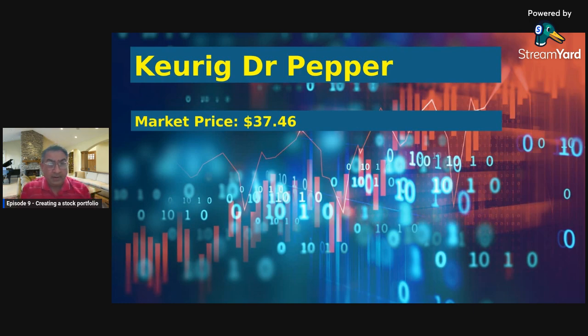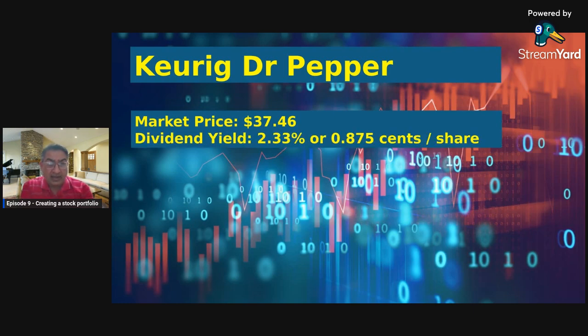Keurig Dr. Pepper, Dr. Pepper Snapple was a drink, Keurig was a drink manufacturer. It's a beverage manufacturer providing a variety of drinks globally, not only in the US market, and they make money selling these drinks. Given the trend of people moving to healthier drinks, Keurig Dr. Pepper seems to be a good investment for the long term. So yes, we understand the stock, we know the market price. Let's look at some of the other parameters.